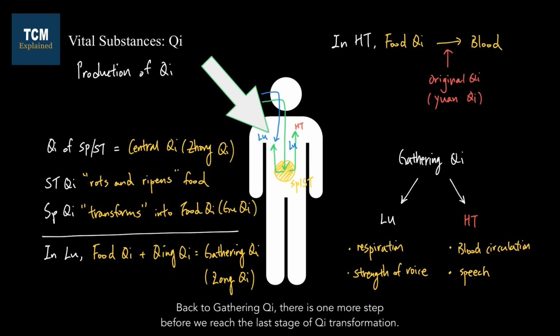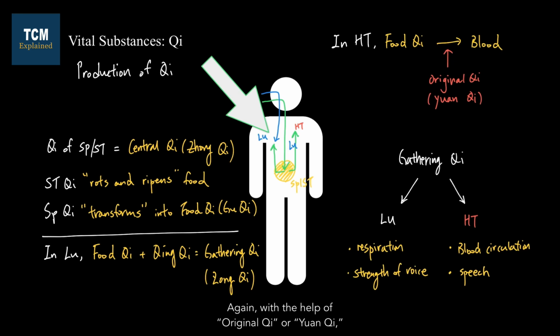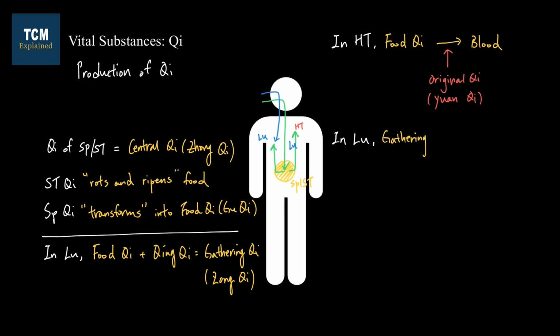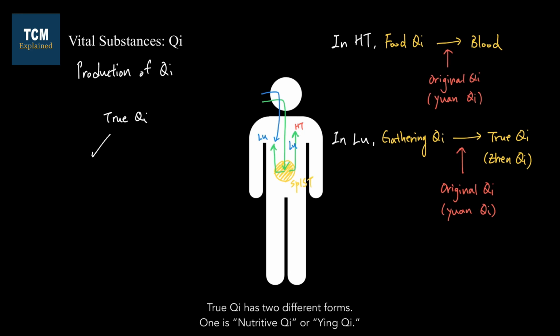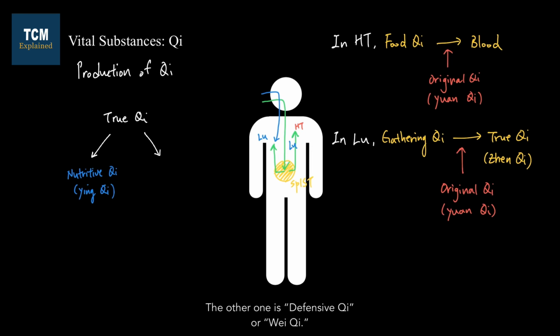Back to the gathering qi, there is one more step before we reach the last stage of qi transformation. Again, with the help of original qi or yuan qi, gathering qi transforms into true qi or zhen qi in the lungs. True qi has 2 different forms. One is nutritive qi or yin qi. The other one is defensive qi or wei qi.